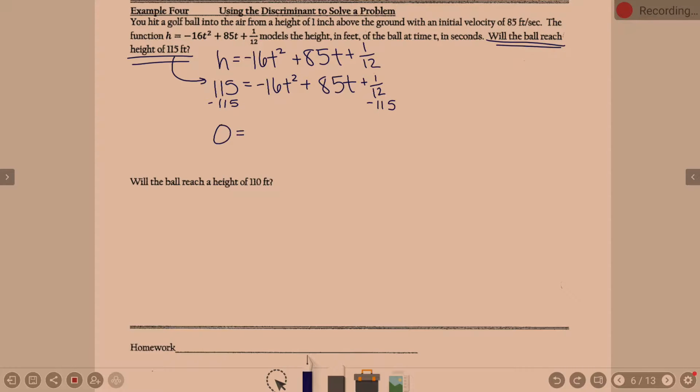0 equals negative 16t squared plus 85t plus 1/12 minus 115. Okay, try and think logically with me. If you have 115 and you subtract 1/12, that's 114 and 11/12. I'll take it.